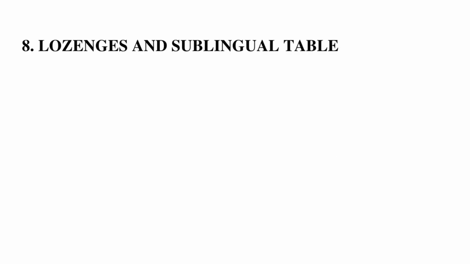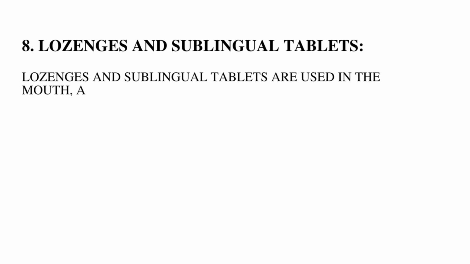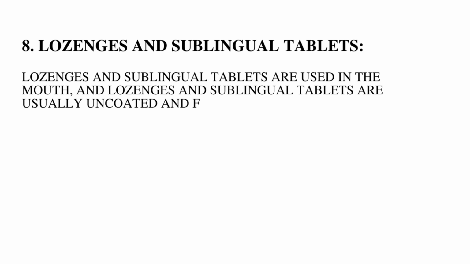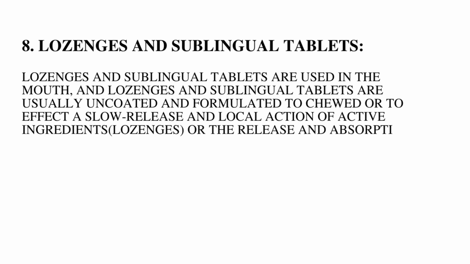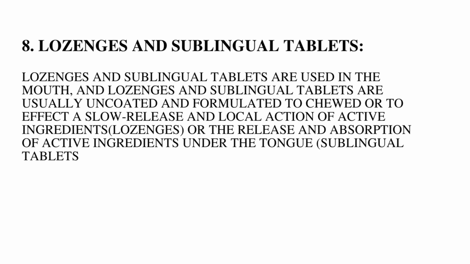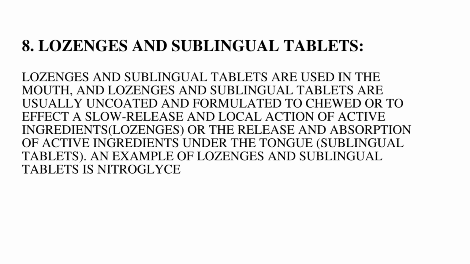8. Lozenges and sublingual tablets. Lozenges and sublingual tablets are used in the mouth, and are usually uncoated and formulated to be chewed or to effect a slow release and local action of active ingredients. Lozenges, or the release and absorption of active ingredients under the tongue, sublingual tablets. An example of lozenges and sublingual tablets is nitroglycerin tablets for angina pectoris.